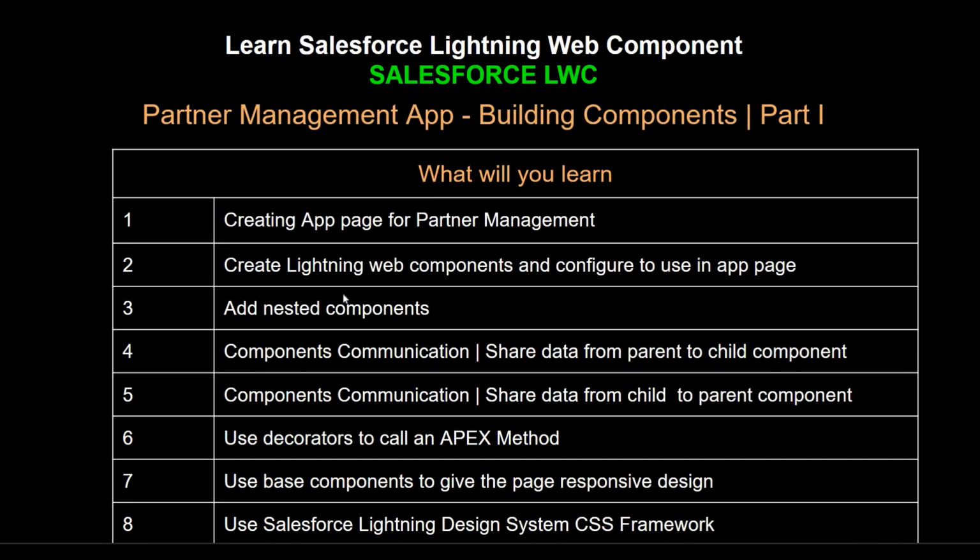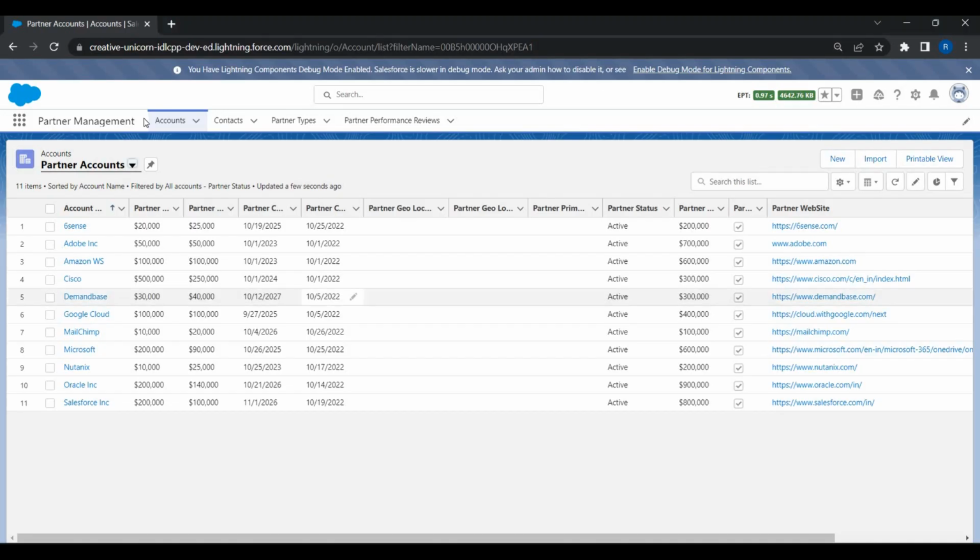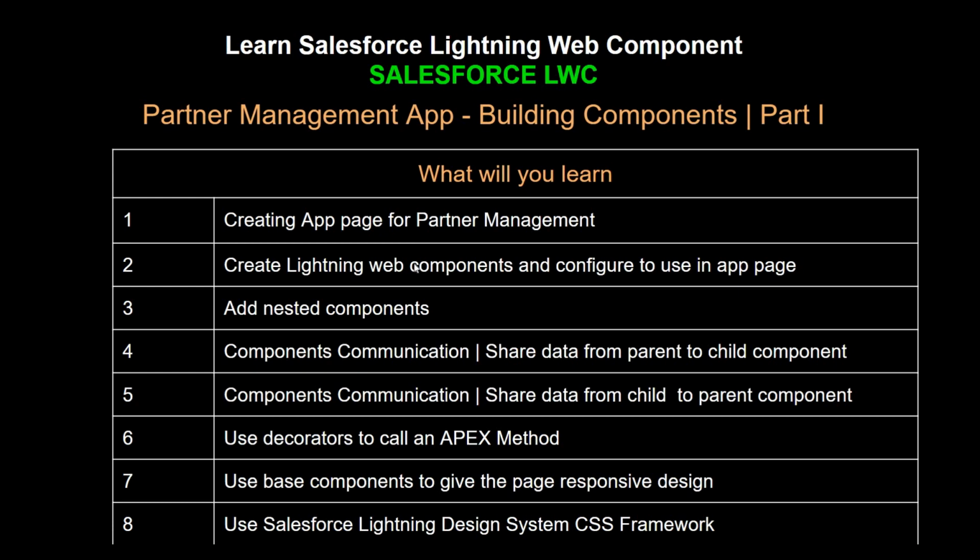All right, let us start with our project now. So let's start building the components, and we will learn a lot of things while doing this project. Number one, we will create a new application page. Right now, as you can see, we don't have an app page called Partner Management, which we will add now, and then we will start adding code to our Lightning Web Components and ensure that the Lightning Web Components can be used only in the new app page that we create.